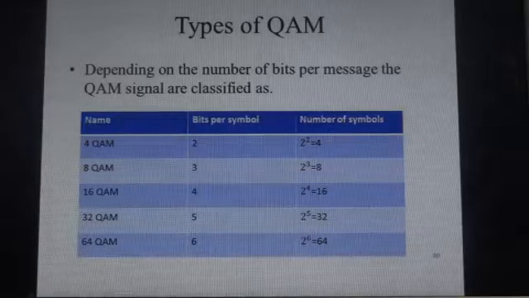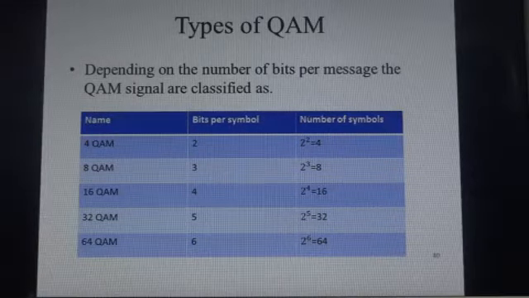Now we see what the types of QAM are. Depending upon the number of bits per message, the QAM signals are classified as below. For 4 QAM, the bits per symbol will be 2 and the number of symbols will be 4. For 8 QAM, the bits per symbol will be 3 and the number of symbols will be 8. As it goes on, at the last, 64 QAM has bits per symbol 6 and the number of symbols equal to 64.